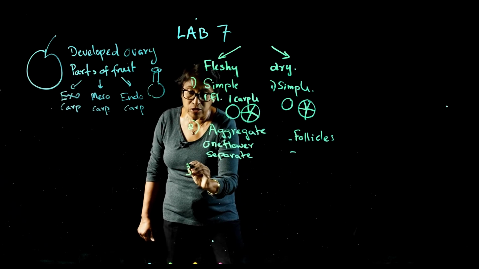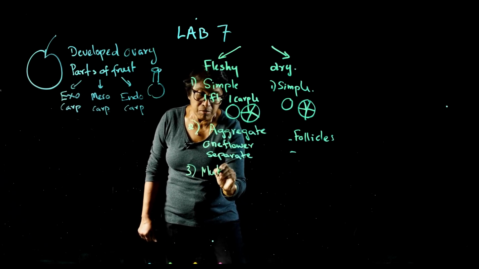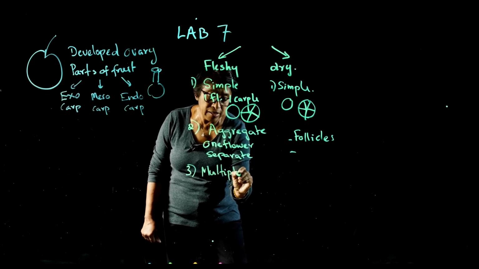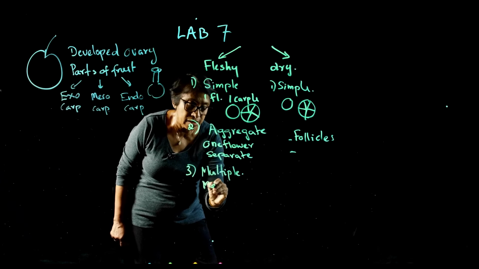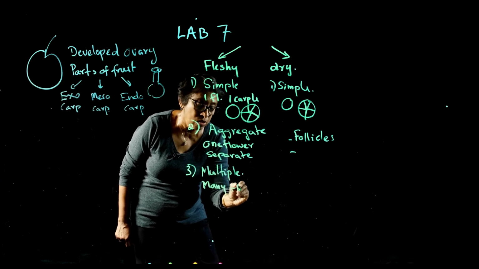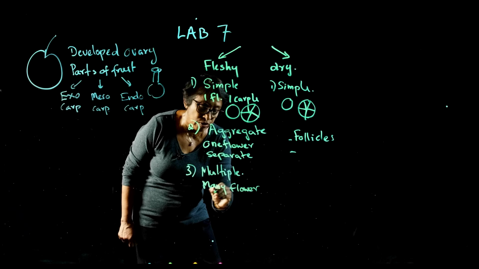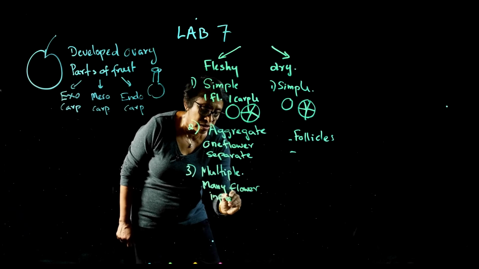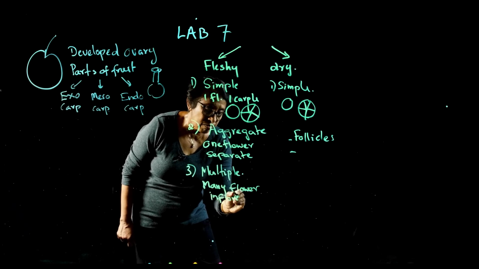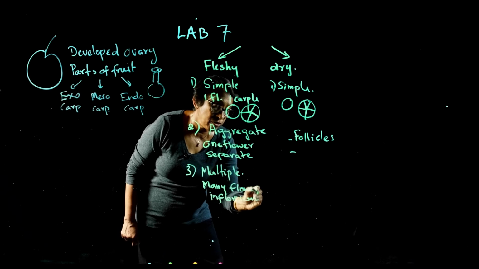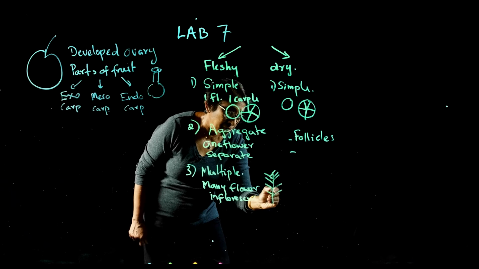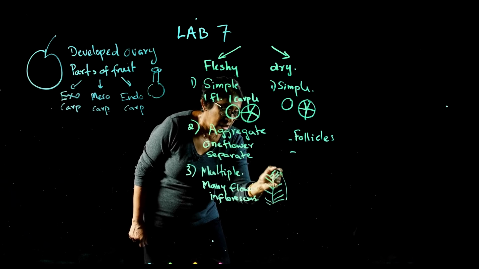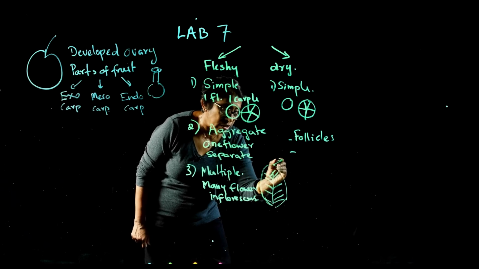And then you also have multiple fruit. Multiple fruits are those coming from many flowers. So many flowers, you all know now, are found in inflorescences. So the multiple fruits can be, for example, a pineapple. Lots of flowers, florets, ultimately give rise to one fruit.